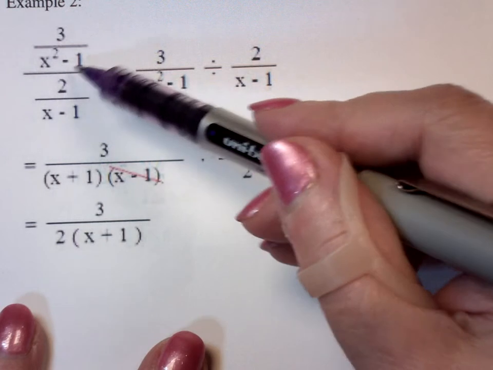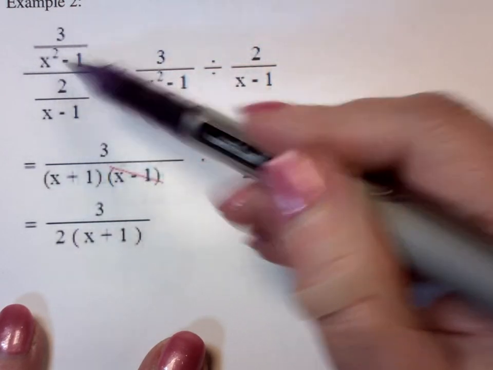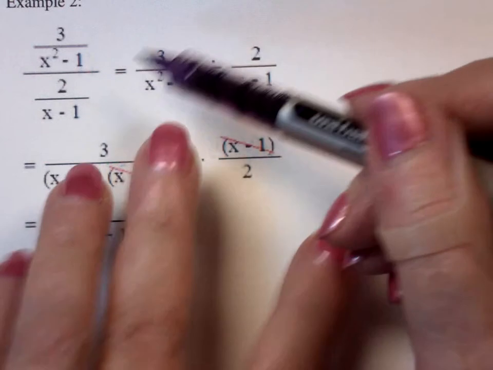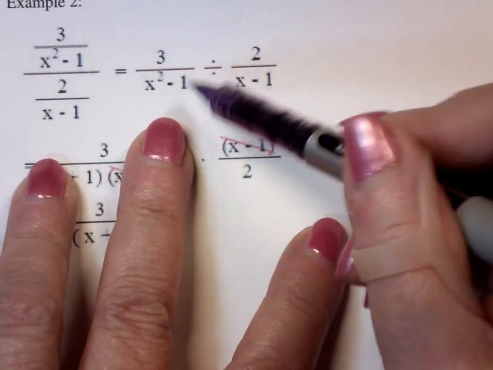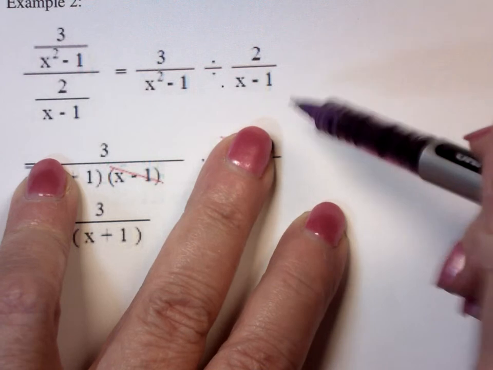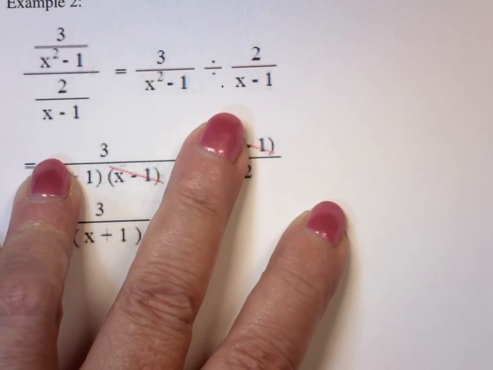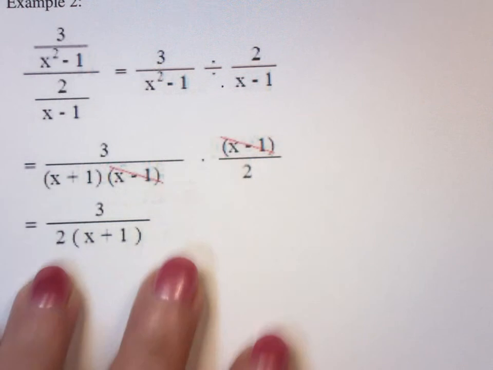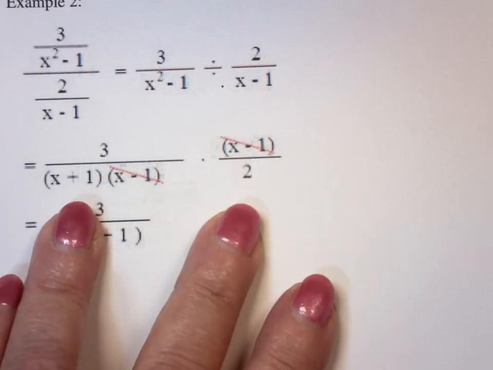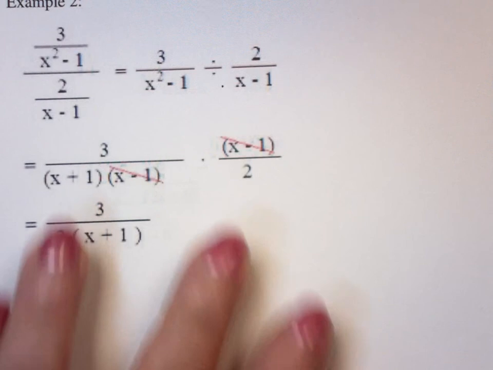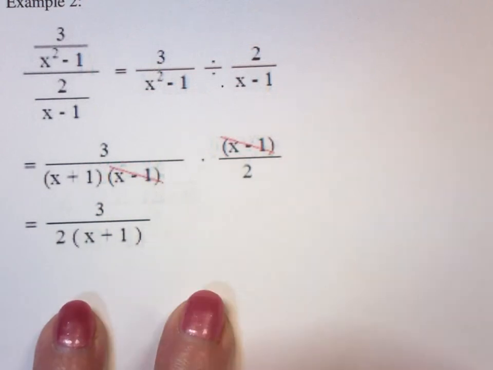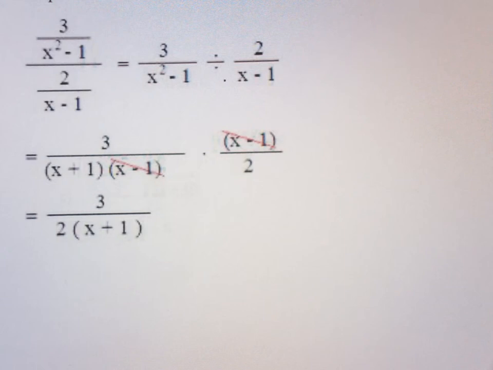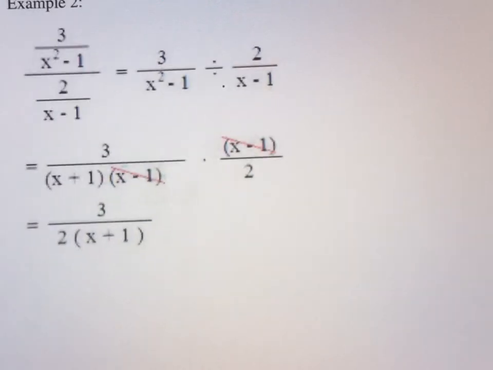I have 3 over x squared minus 1 divided by 2 over x minus 1. This gives me a 3 over x squared minus 1 divided by 2 over x minus 1. This is a 7.1 problem. Now we invert and multiply, factor and reduce, and then you end up there. So we turned it into something which is 7.1, which is something you know how to do. So here we go.